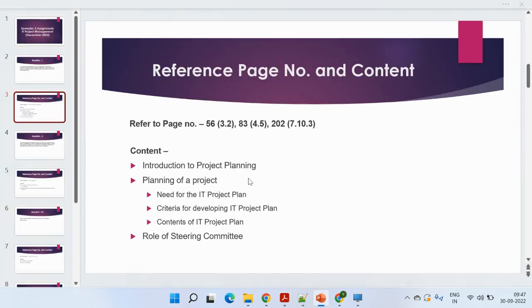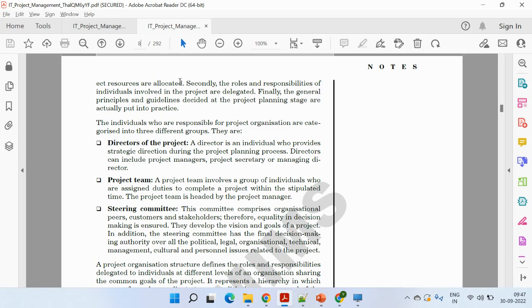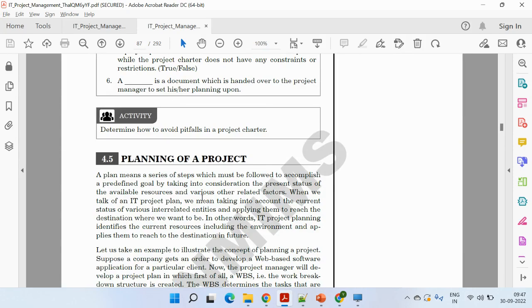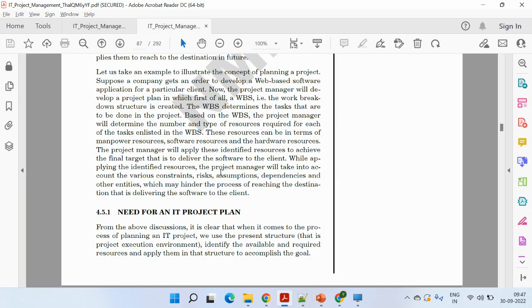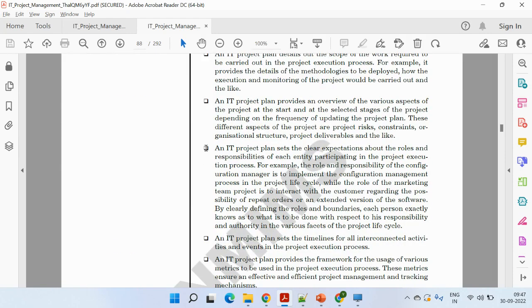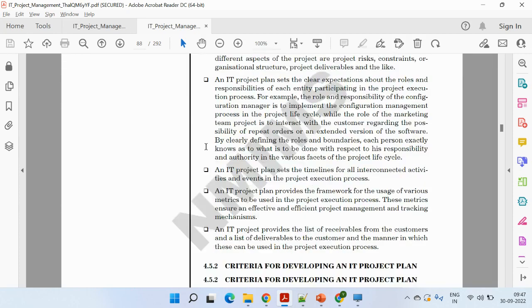Now the next part comes on page number 83. So if you go to page number 83, it's planning for a project. It's important to just give a brief: this is the type of planning which needs to be done, why it is needed, what the different parameters are, and what points need to be discussed.